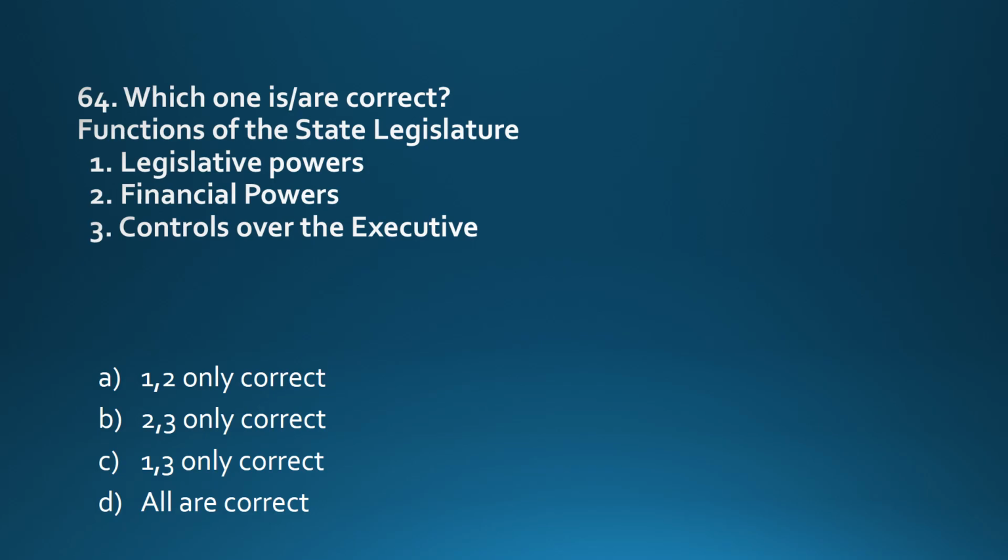Question number 64. Which one is or are correct? Functions of the state legislature. 1. Legislative powers. 2. Financial powers. 3. Controls over the executive. Option A 1, 2 only correct. Option B 2, 3 only correct. Option C 1, 3 only correct. Option D all are correct. Correct answer is option D. All are correct.